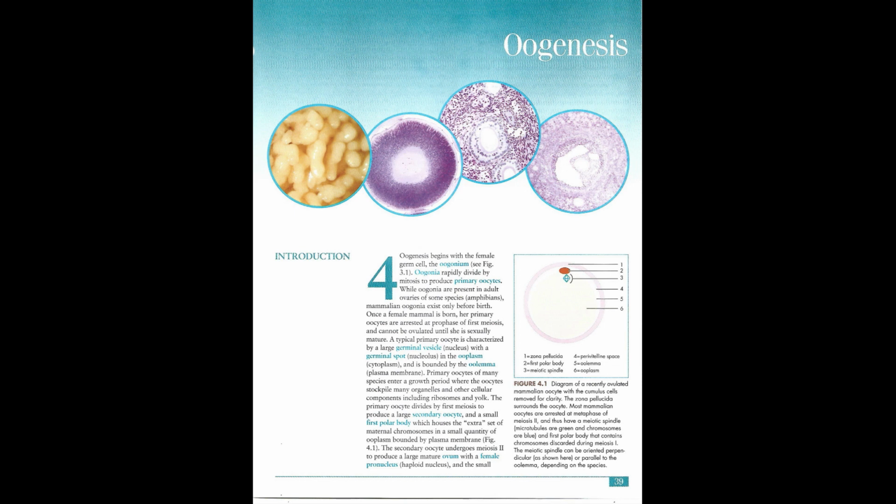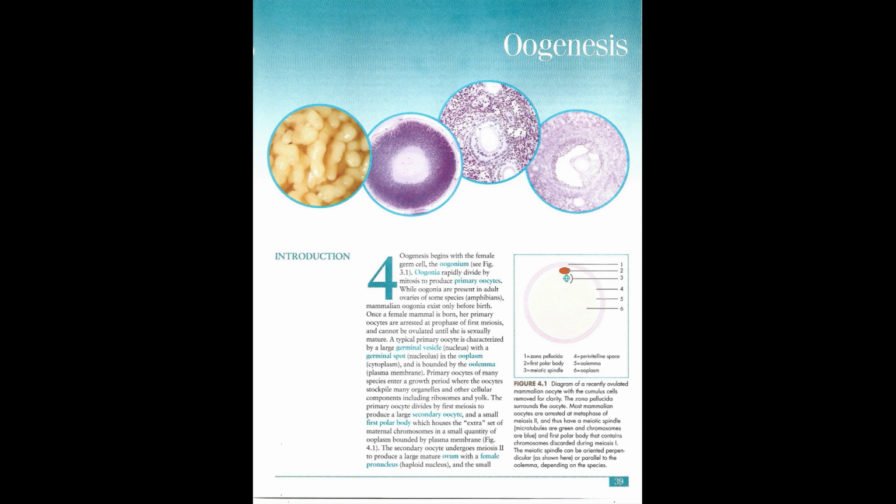Oogenesis begins with the female germ cell, the oogonium, see Fig 3.1. Oogonia rapidly divide by mitosis to produce primary oocytes. While oogonia are present in adult ovaries of some species, such as amphibians, mammalian oogonia exist only before birth.